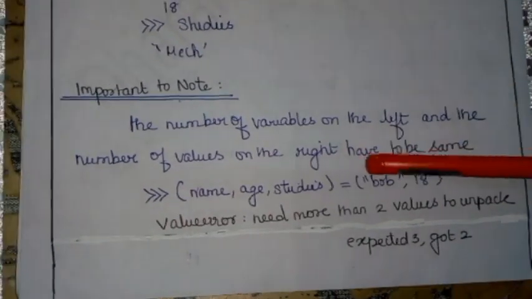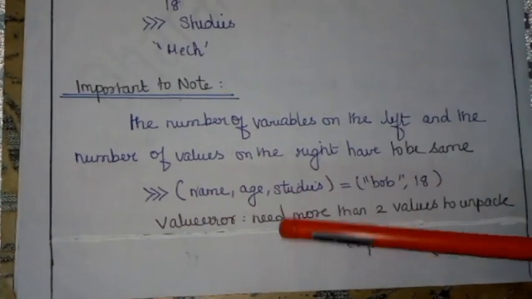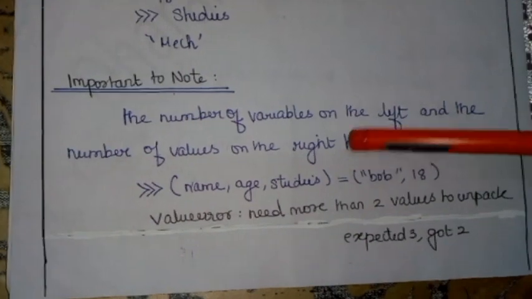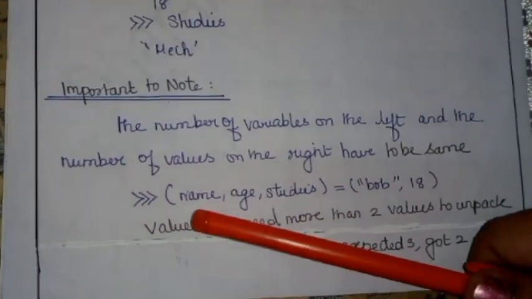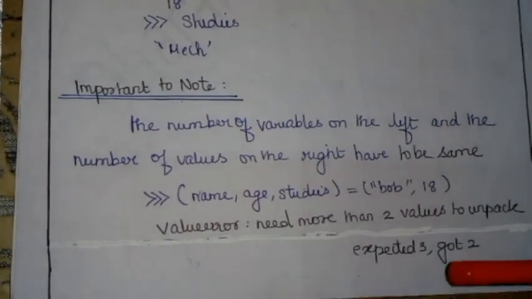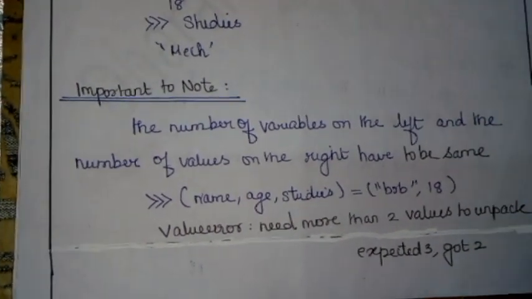One important thing you have to remember for unpacking is that the number of values on the right and left has to be the same, or you'll get an error. So name, age, studies should have three values here also. If you give two, it'll throw you an error.